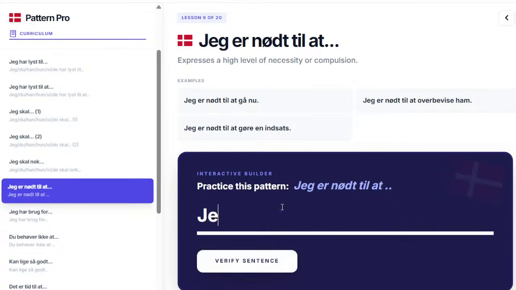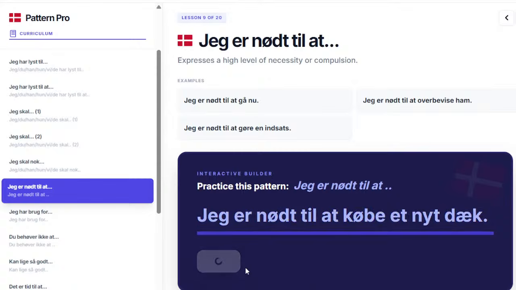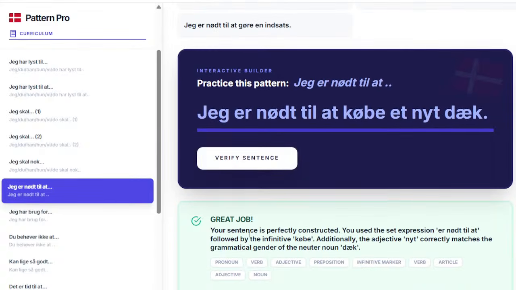Jeg er nødt til at købe et nyt dæk. Why not? Jeg er nødt til at købe et nyt dæk. I need to buy a new tire, like for your car or something like that. Nødt til at købe et nyt dæk. So it understands that.